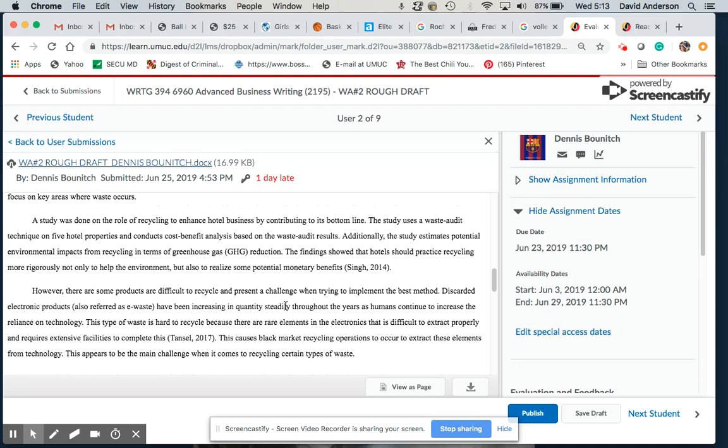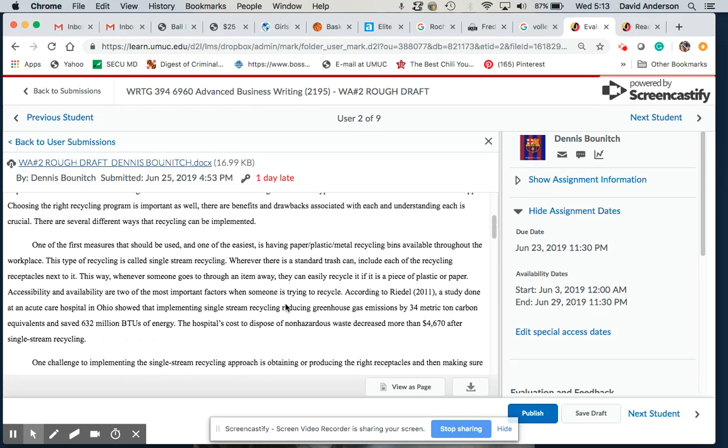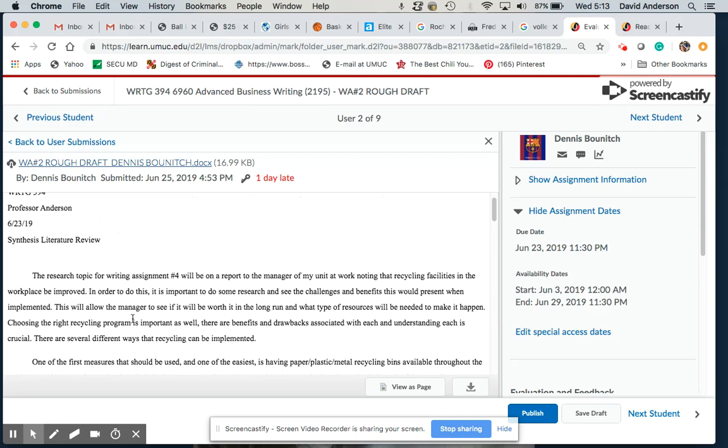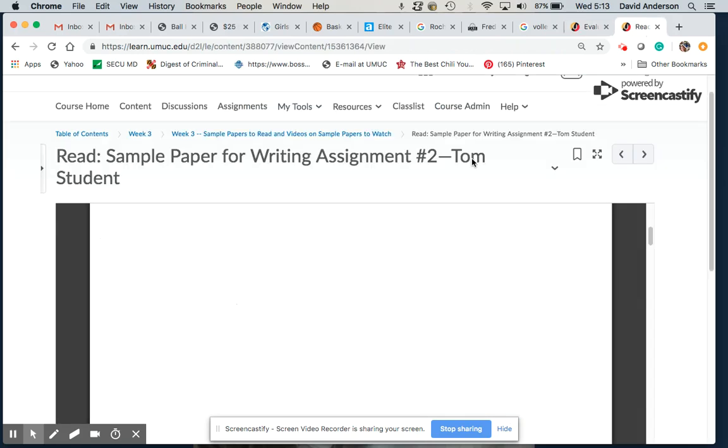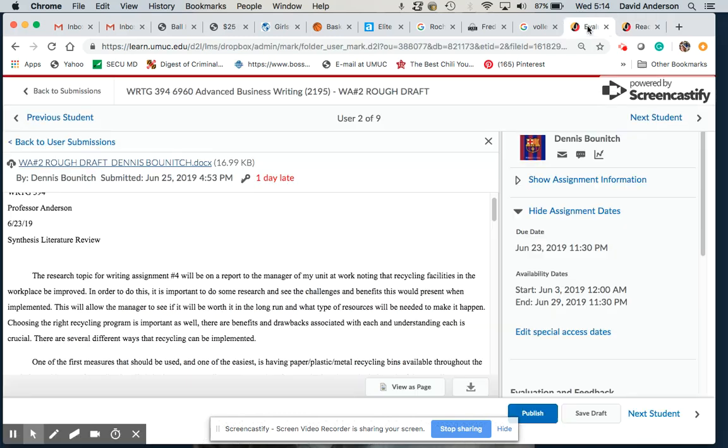So I hope that I was clear. I feel like I'm talking in circles a bit here, but here's what I recommend. Remove the first person reference. As this one states, I'll share with you this first introduction: a review of popular trade and scholarly literature on teleworking has shown 3 major categories. It's as easy as that.